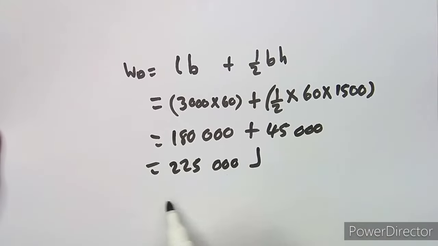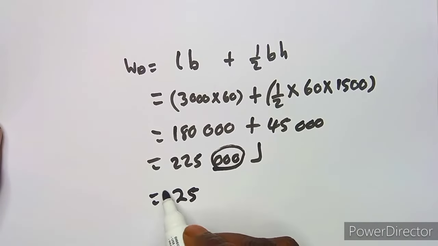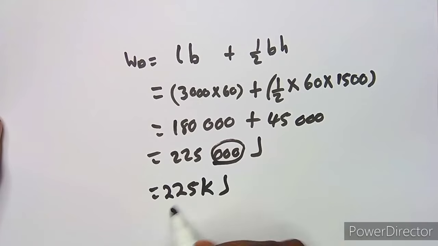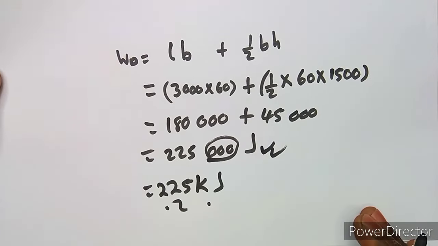In joules. Or you can even convert to kilo if you want, because these 3 zeros simply means kilo. So it's 225 kilojoules if you want, or you can leave it like that. It's still a correct answer there, because you're not given a condition to round or to write in kilojoules or to write in what. You are not given that condition.